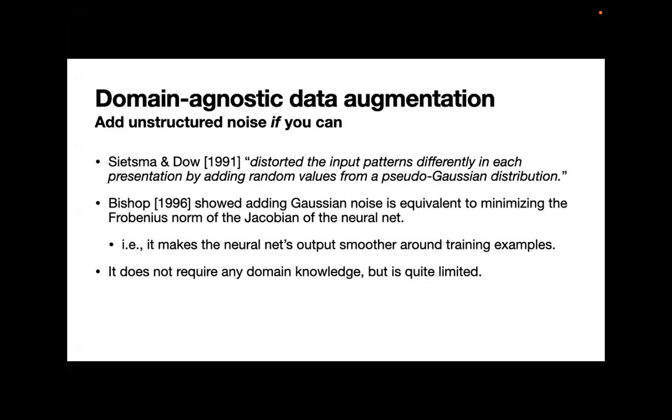And in fact, if you add small enough noise, let's say Gaussian noise, Chris Bishop in 1996 showed that it's essentially the same as minimizing the trace of the Fisher, I think, or the Jacobian of the neural network. And this is really nice because it doesn't require any domain knowledge. So it's not even domain agnostic, it's a domain-free data augmentation, but it's quite limited because it does assume that the input data lives in a particular type of space. So we don't want to do that.